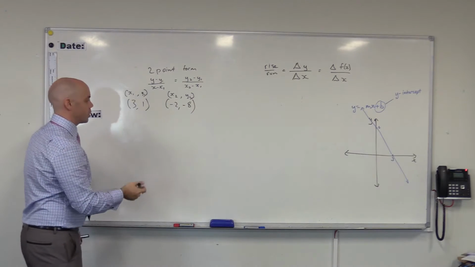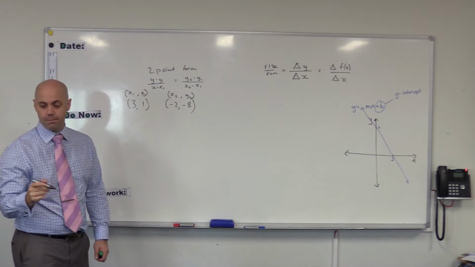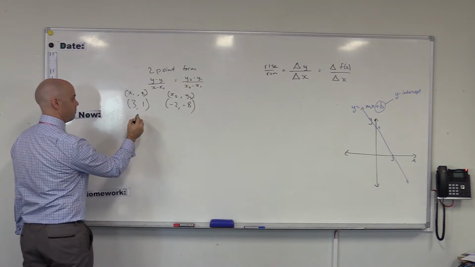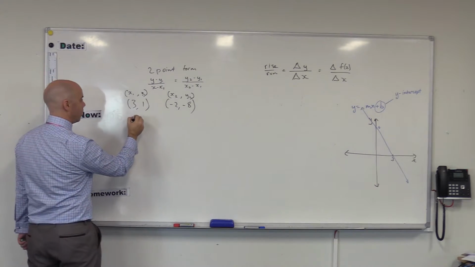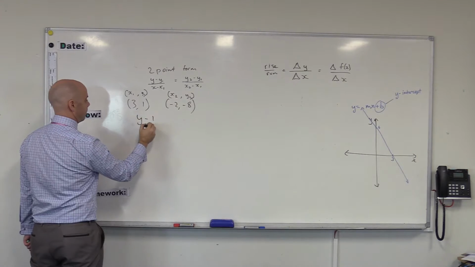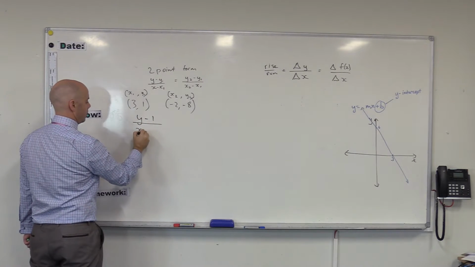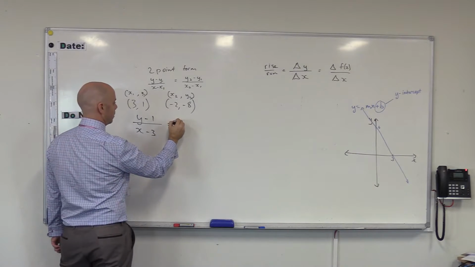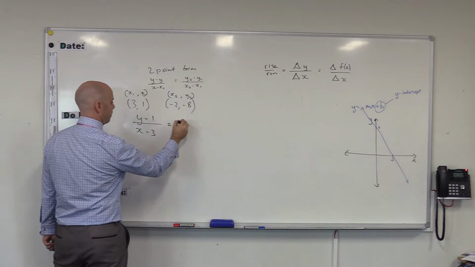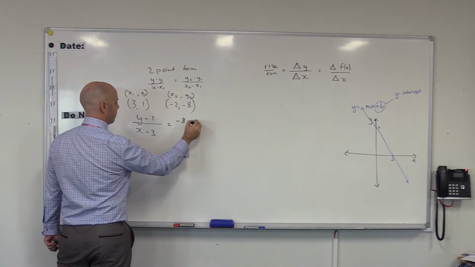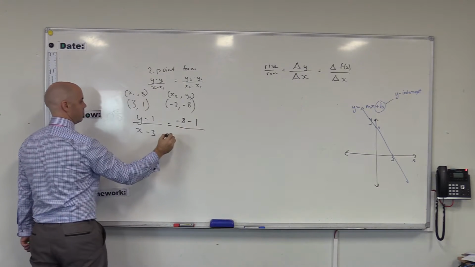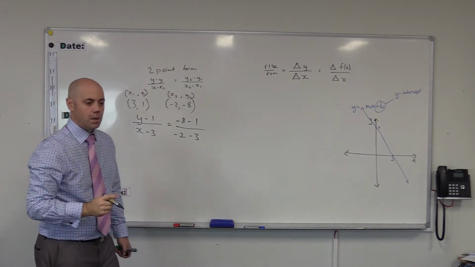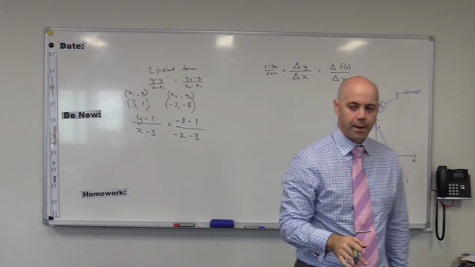I'd label like that. So let's just plug it in again. Isaac, what do we start writing? Y minus 1 over x minus 3 equals negative 8 minus 1 over negative 2 minus 3. Awesome. So just plugging the values in.